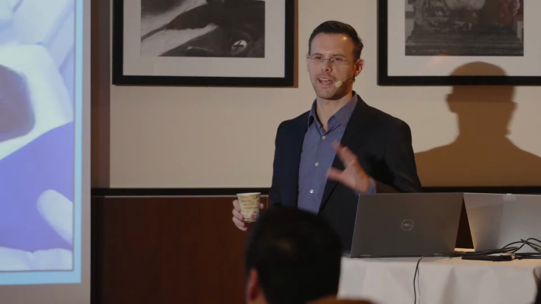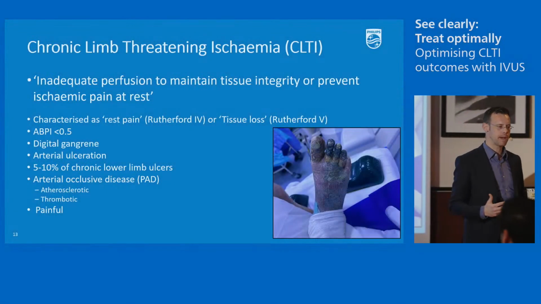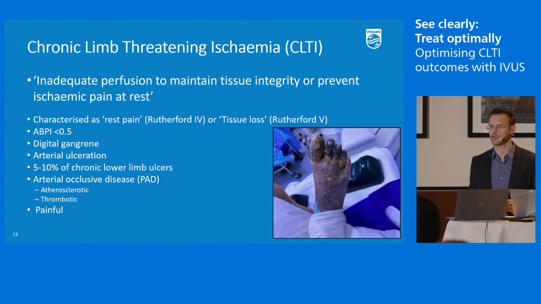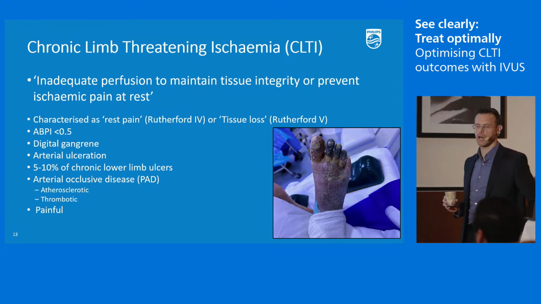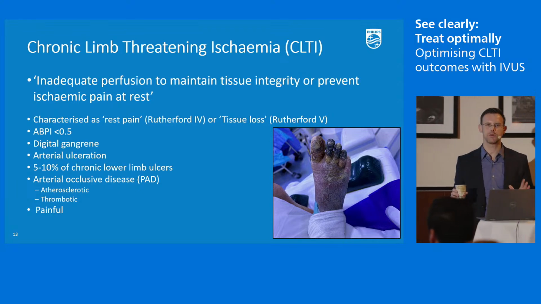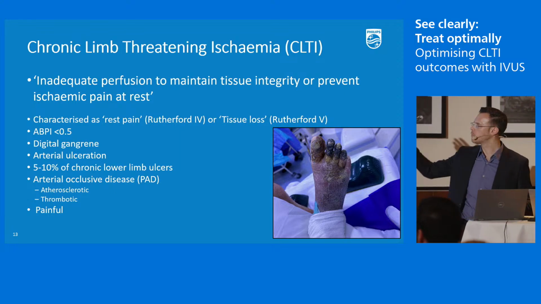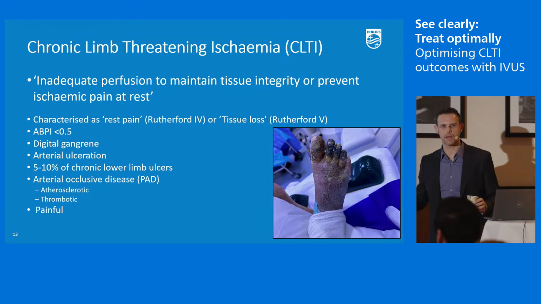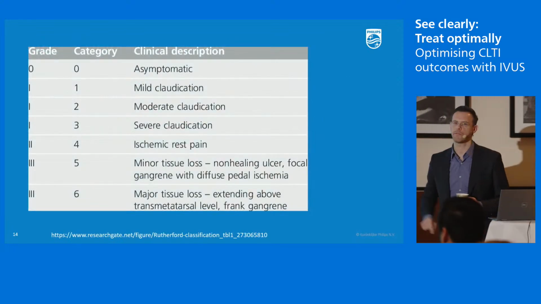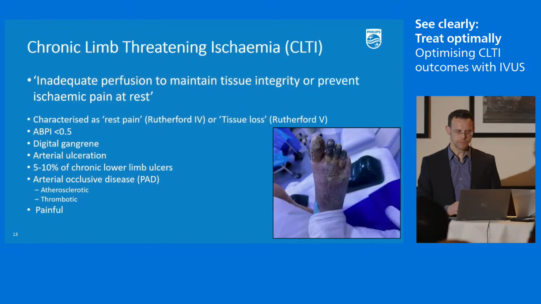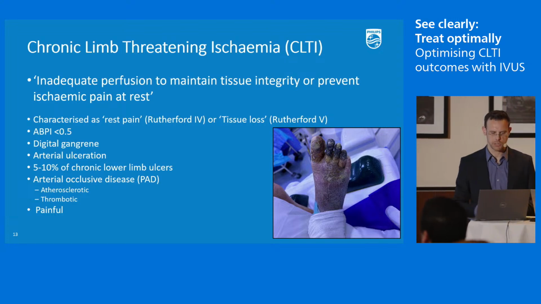Okay, this is where it gets, hopefully, less tenuous now. We're all experts in the room. You don't need me to talk to you about this subject, but really, just to make sure we're starting off from the same point of view, what do we mean by CLTI, or chronic limb-threatening ischemia? Well, we mean inadequate perfusion to maintain tissue integrity or prevent ischemic pain at rest. With a variety of different classification systems, the one we typically use, of course, is the Rutherford classification. That one. And we're talking here about Rutherford 4 to 6. There are other ways of defining it, but essentially we're talking, aren't we, about rest pain or tissue loss.